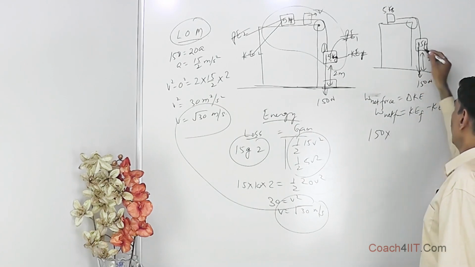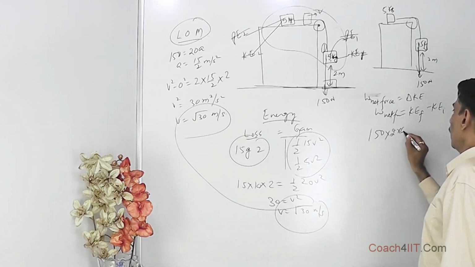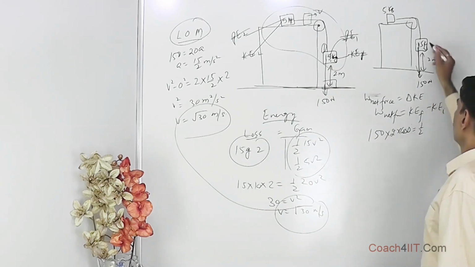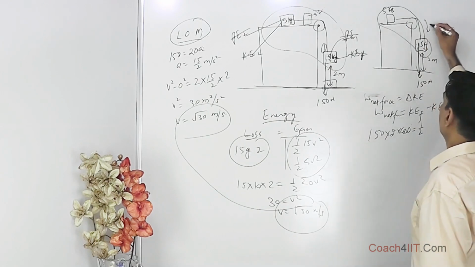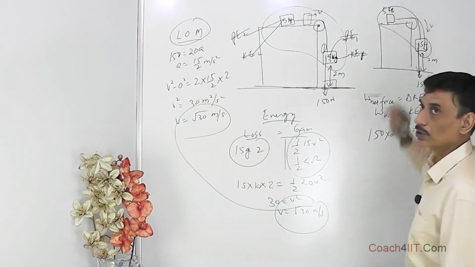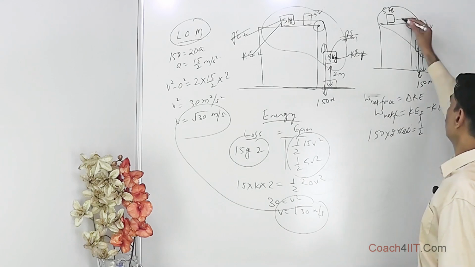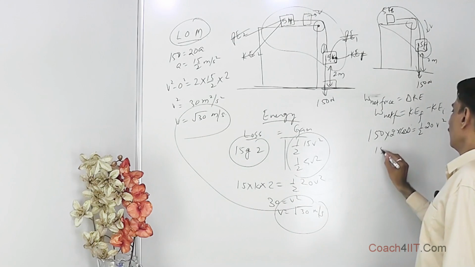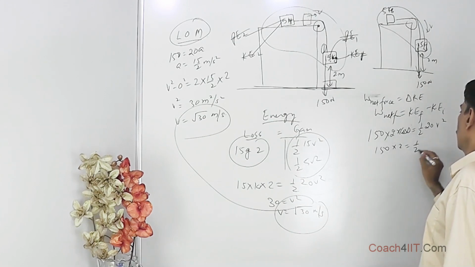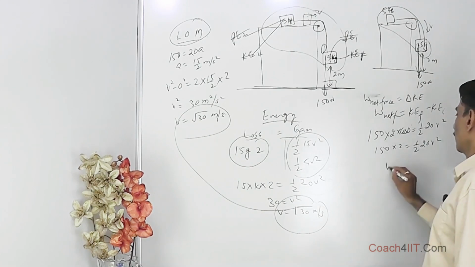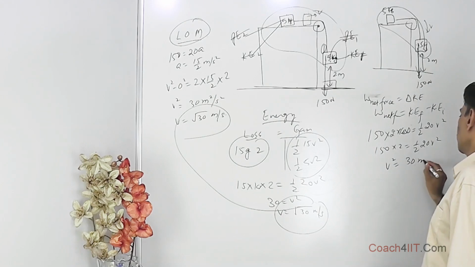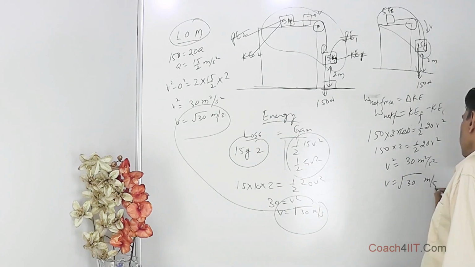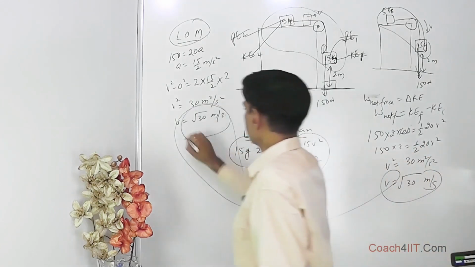So F into S, S is 2, into cos 0, which is 1, is equal to the kinetic final, which is half. The whole system goes with the velocity v, the same velocity v. So the total mass is 15 plus 5, half into 20 into v square. So 150 into 2 is equal to half into 20 into v square. v square comes out to be 30 meter square per second square. v comes out to be root 30 meter per second. All the answers match.